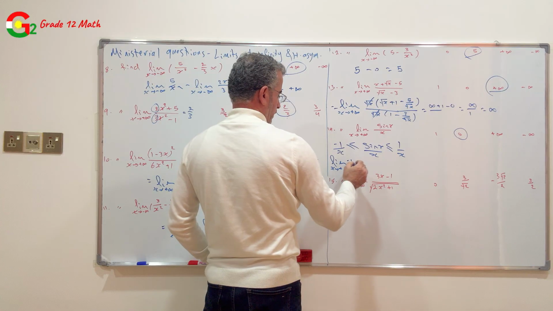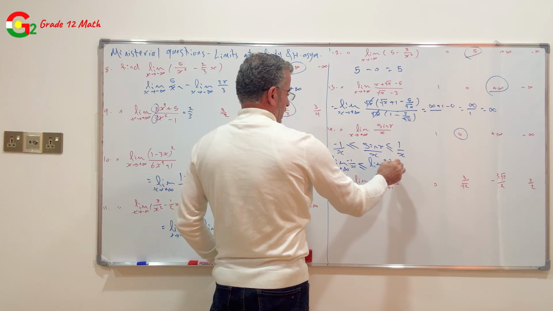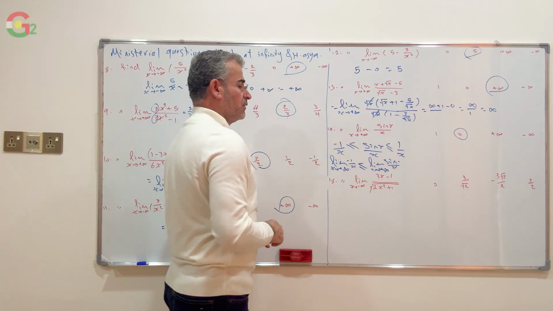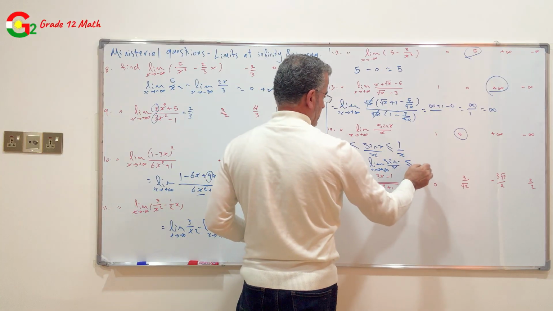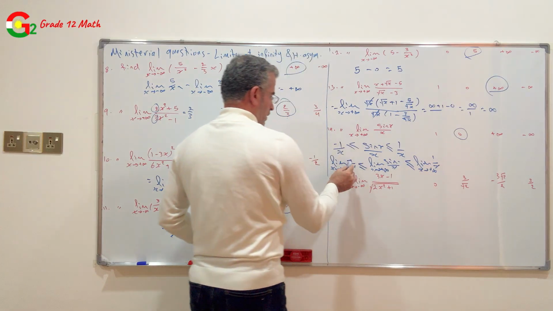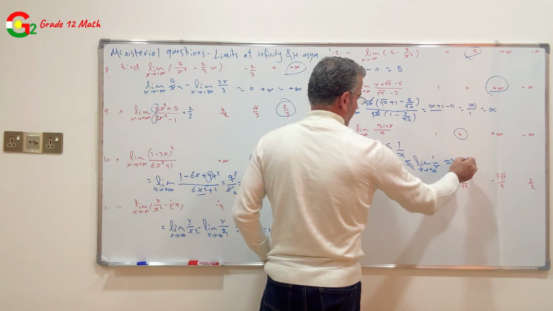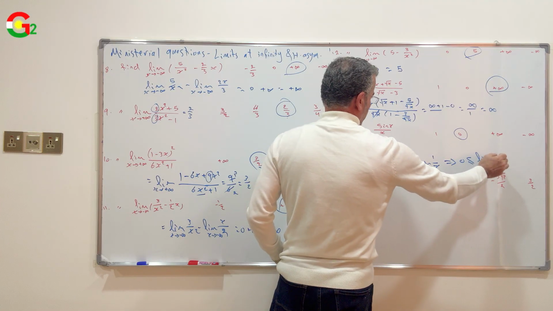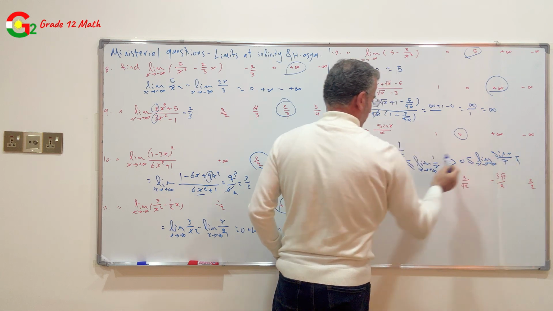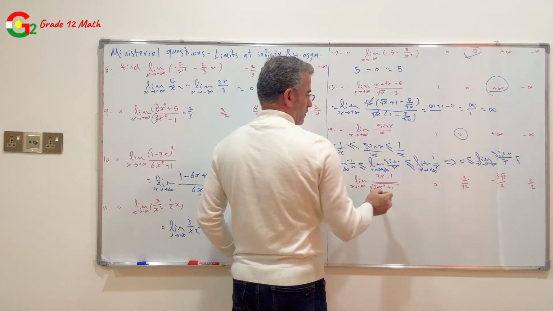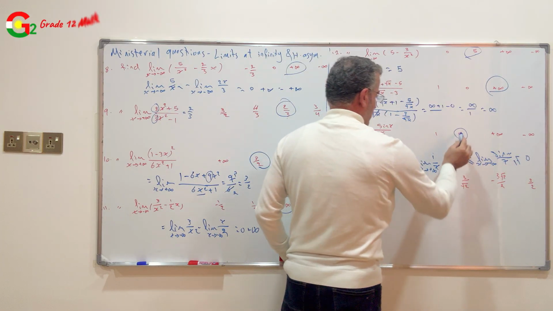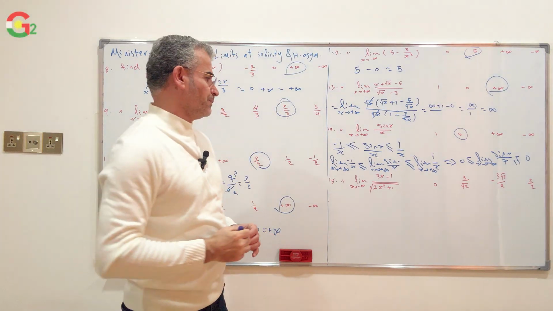Then we have limit of sine x over x when x approaches positive infinity is greater than or equal to limit of negative 1 over x, and less than or equal to limit of 1 over x, when x approaches positive infinity. Negative 1 over infinity is 0, and 1 over infinity is also 0. Therefore, by squeeze theorem, the answer is 0.